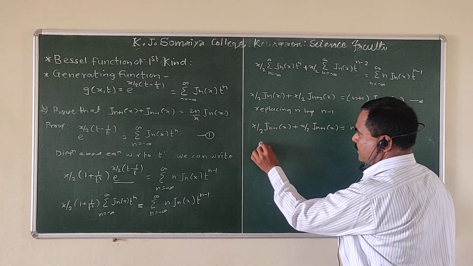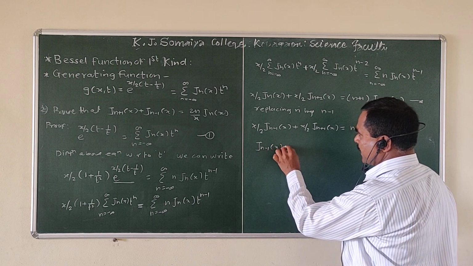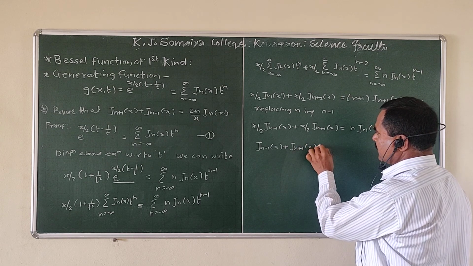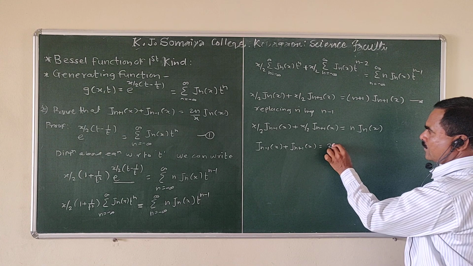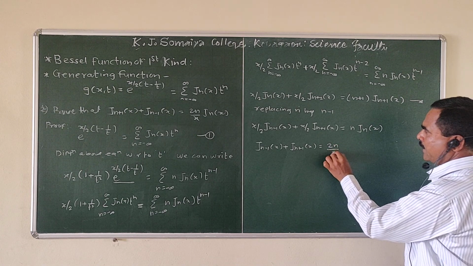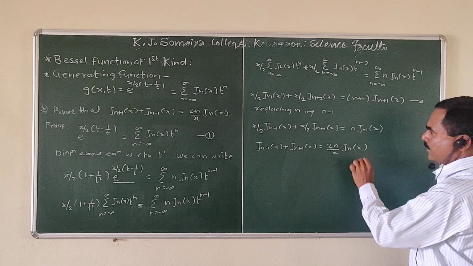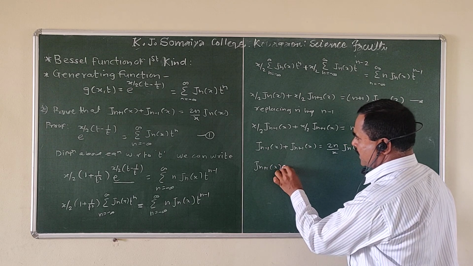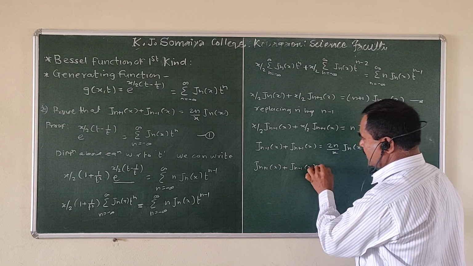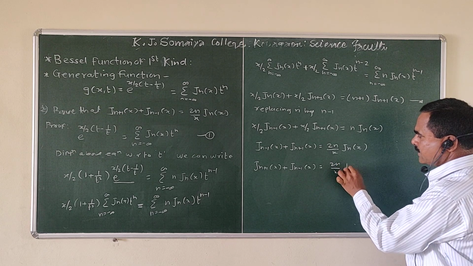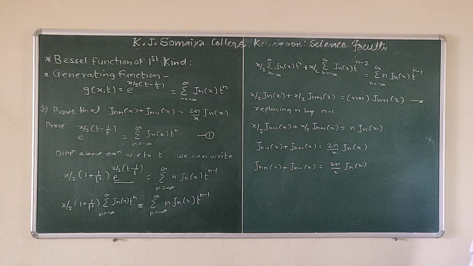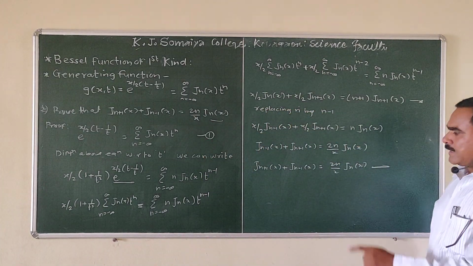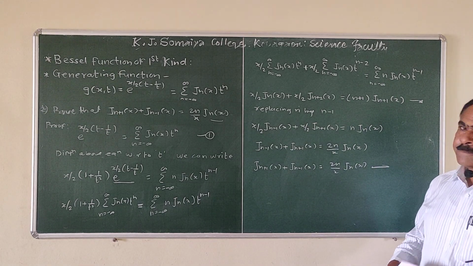Right here Jn minus 1 of x plus Jn plus 1 of x equal to twice n upon x Jn of x. I will write this: Jn plus 1 of x plus Jn minus 1 of x equal to twice n upon x Jn of x. Okay, so this result and this property is said. Hence this is the proof of property second.